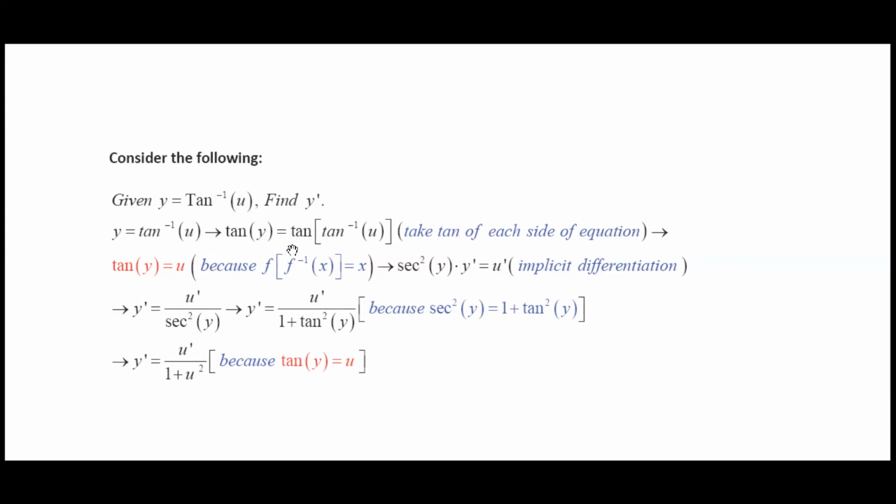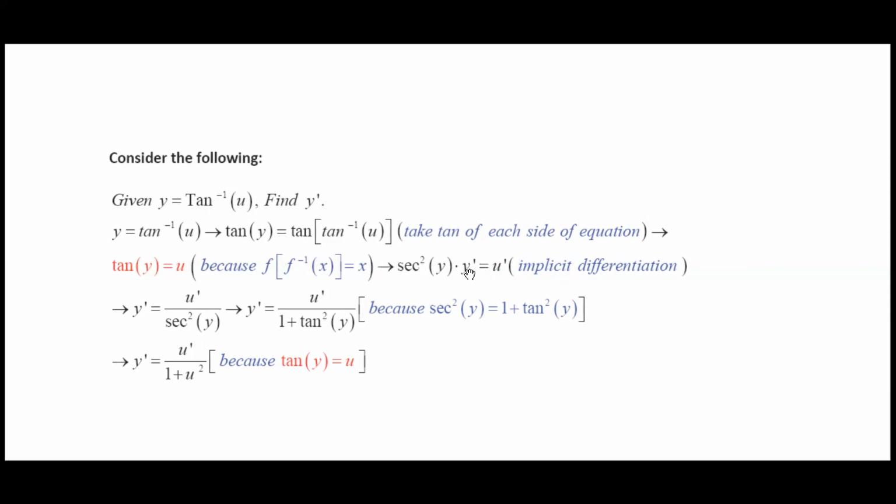Now, the tangent of y is equal to u. Why? Because this is f of f inverse of x. When you take f of f inverse of x, you get x. So the tangent of the inverse tangent of u will simply be u. Next, we're going to take the derivative implicitly of this expression. The derivative of the tangent of y is the secant squared of y, times y prime, and the derivative of u is u prime, or du.